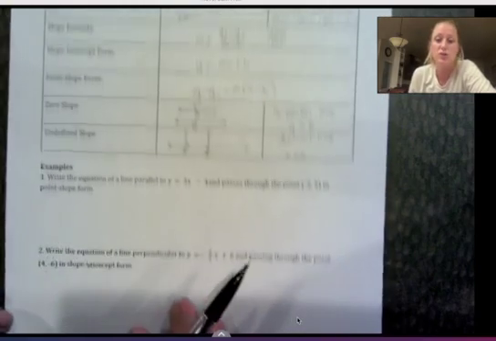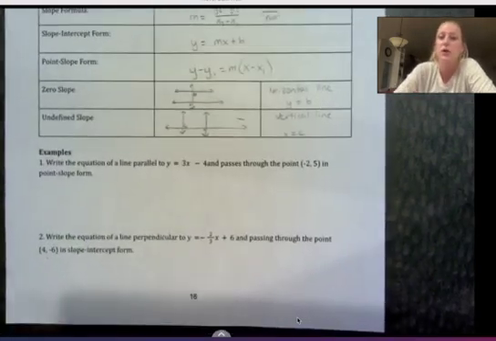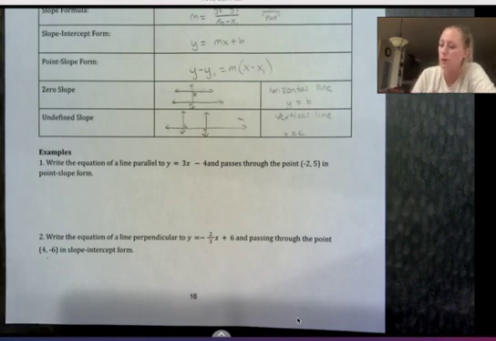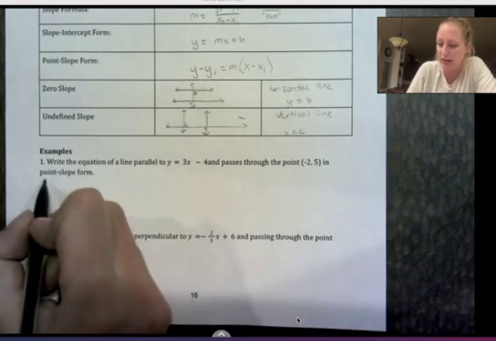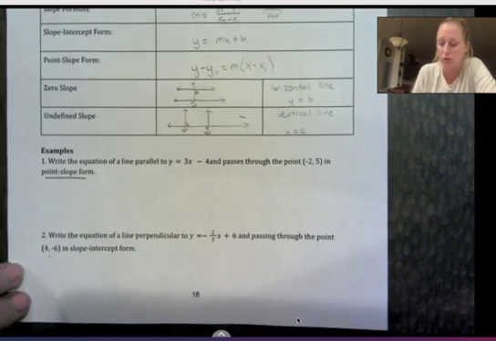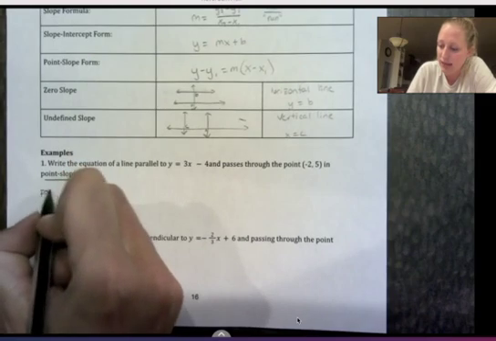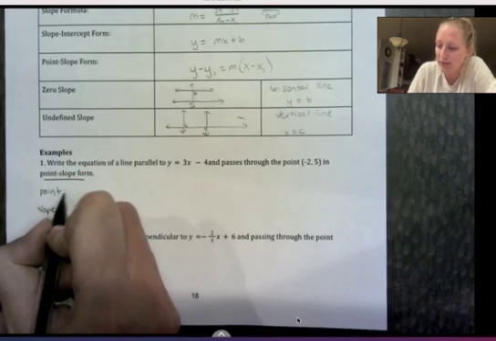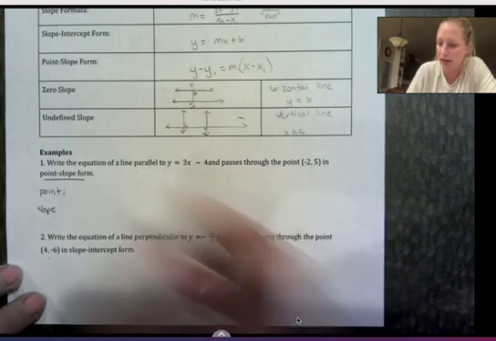All right, there are just two examples I'm going to go through here. We are going to write the equation of a line parallel to y equals 3x minus 4 and passes through the point -2, 5 in point slope form. So first things first, look at the form they want us to write it in. Okay, so point slope form. So I need a point and I need slope. Okay, so the point, they're giving that to me. It must go through the point -2, 5.